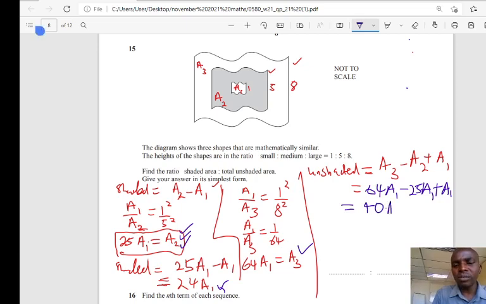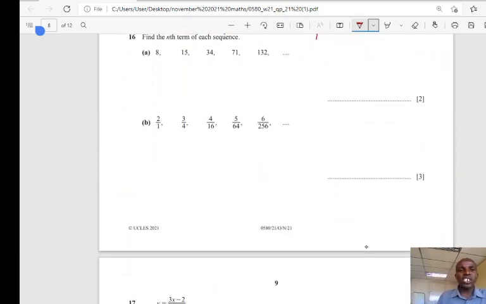So it will be 40 times area 1. That's the unshaded, right? Now the ratio shaded is 24. It will be 24 times area 1 over unshaded, which is 40 times area 1. Then area 1 will cancel out, and you'll be left with 24 over 40. You simplify this, 24 over 40, you can use your calculator, is 3 over 5, which is 3 to 5. We can say done. That's the ratio.